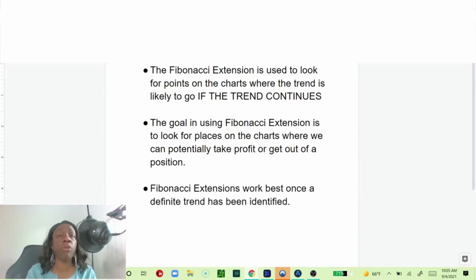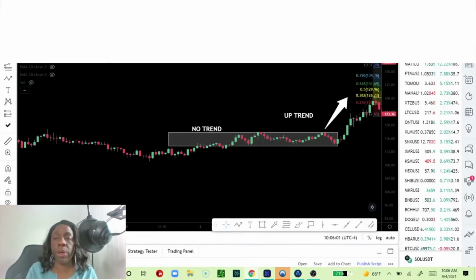Third point before we go to the charts. The Fibonacci extension works best once a definite trend has been identified. So that is belaboring the point. The point is, once you identify the trend, then you can begin to consider using the Fibonacci extension. So straight into the chart we go.